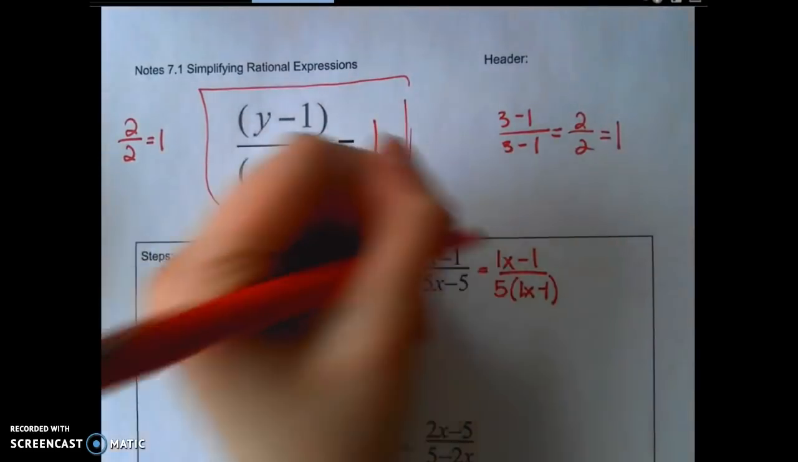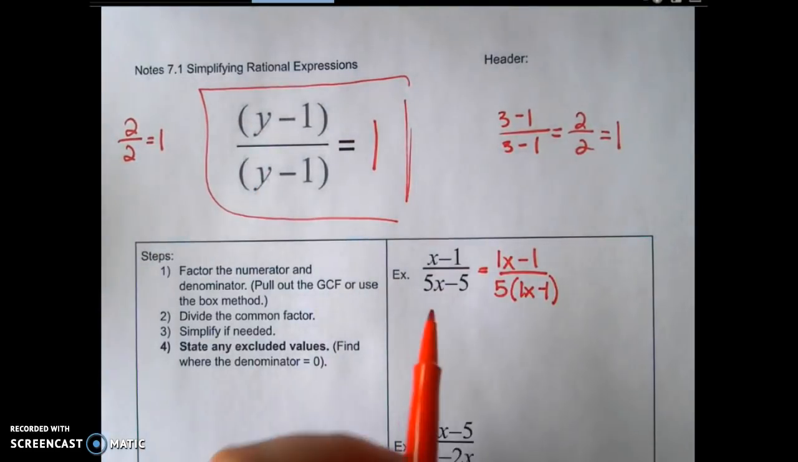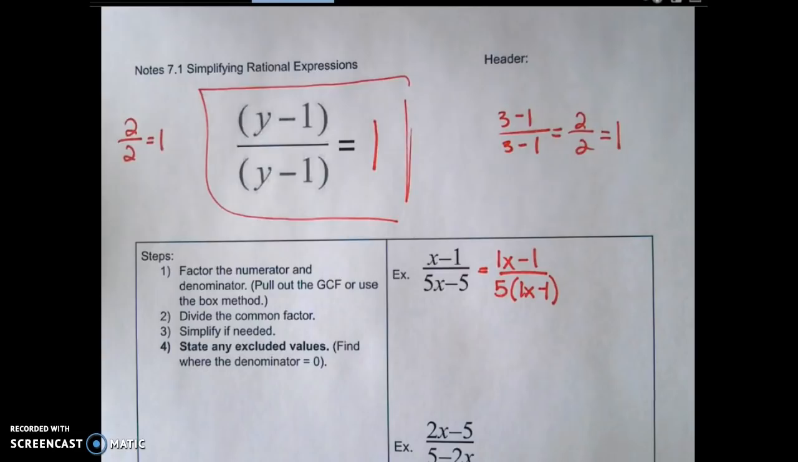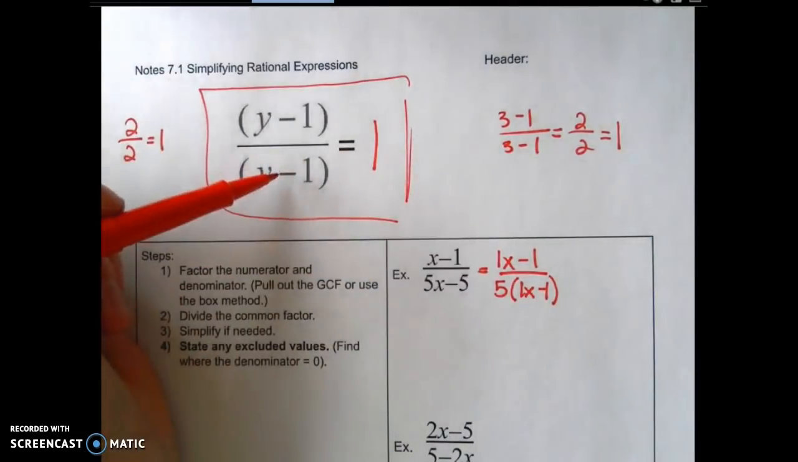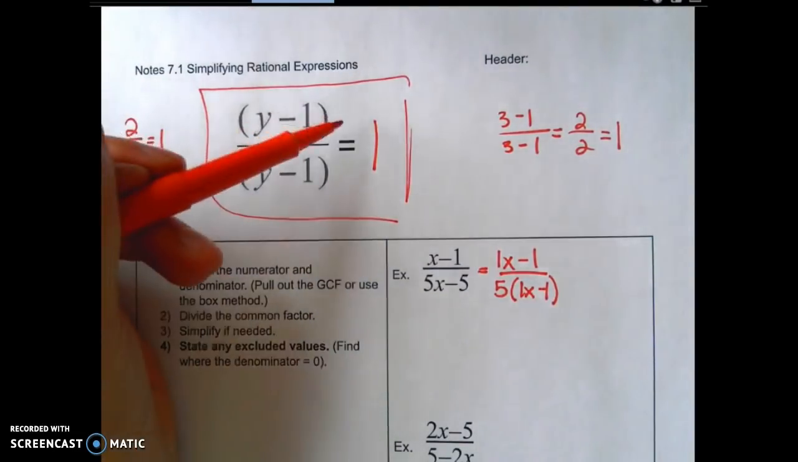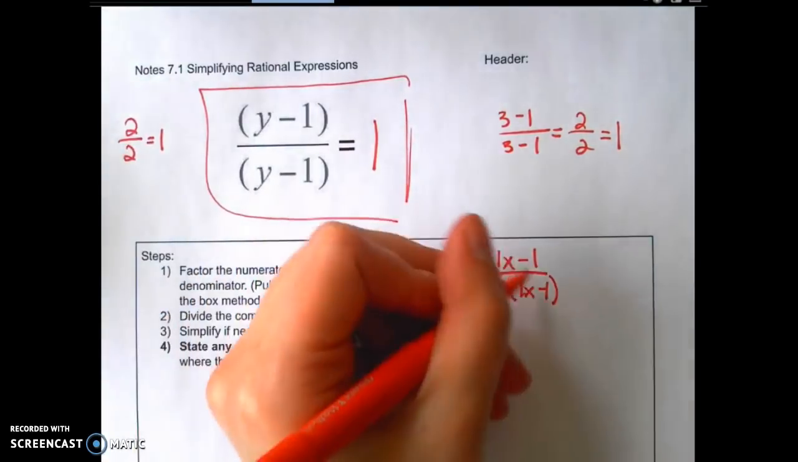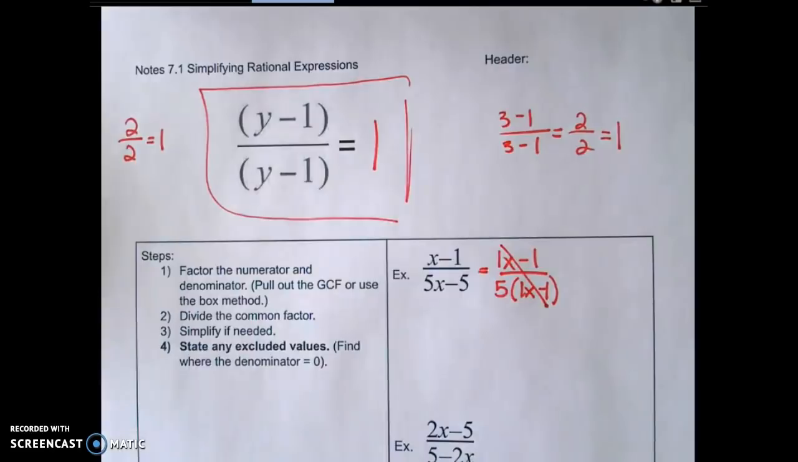So now you can kind of see we have 1x minus 1 on the top and 5 times 1x minus 1 on the bottom. Well, just like we set up here, if we have something on the top and the same thing on the bottom, that gives us 1. Or, as we like to call it, they cancel out. Okay? And we're just left with this 5.